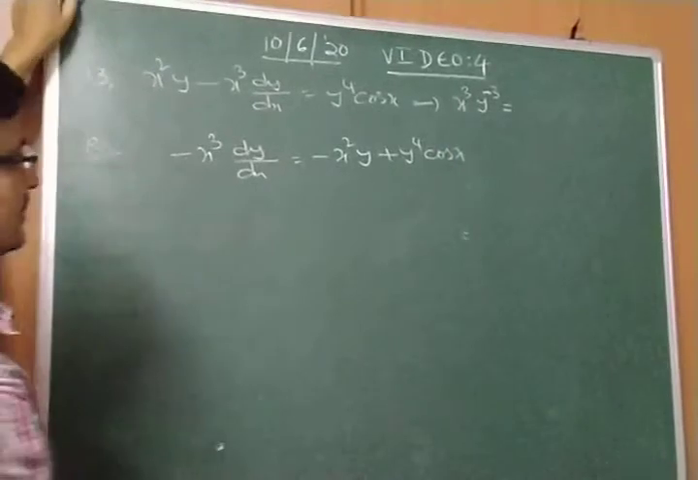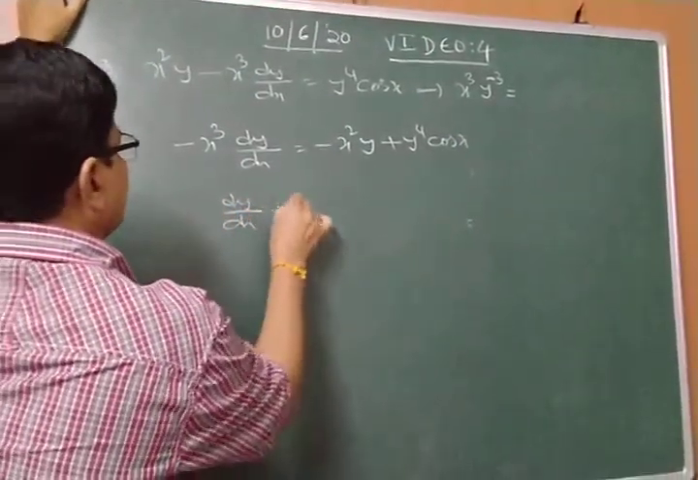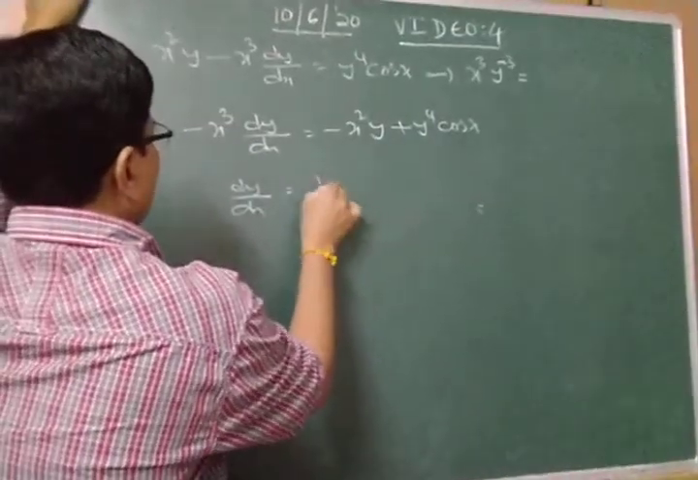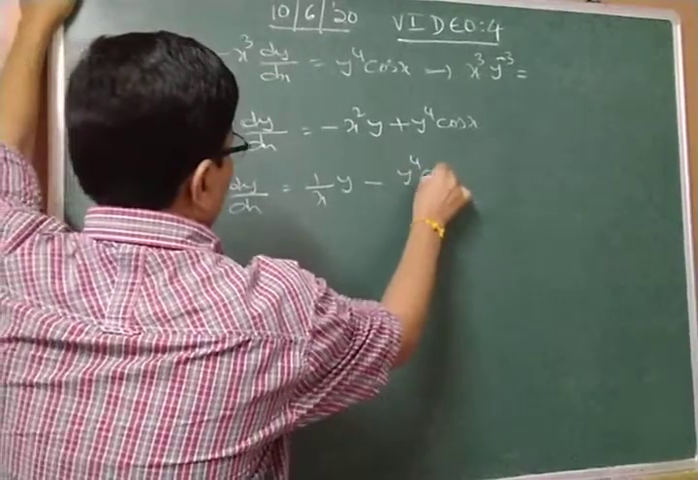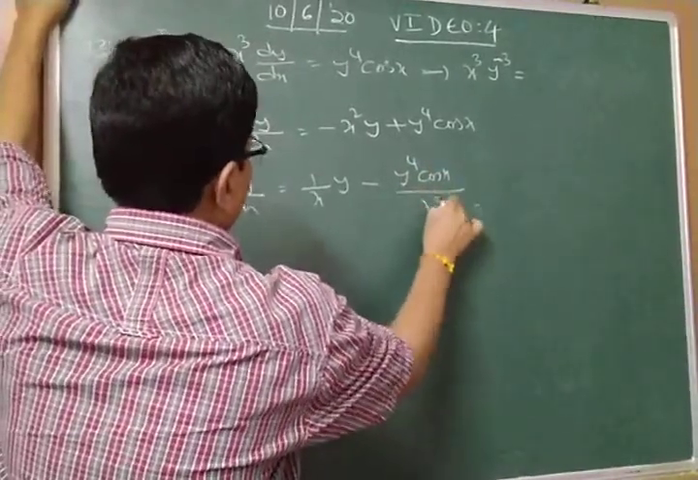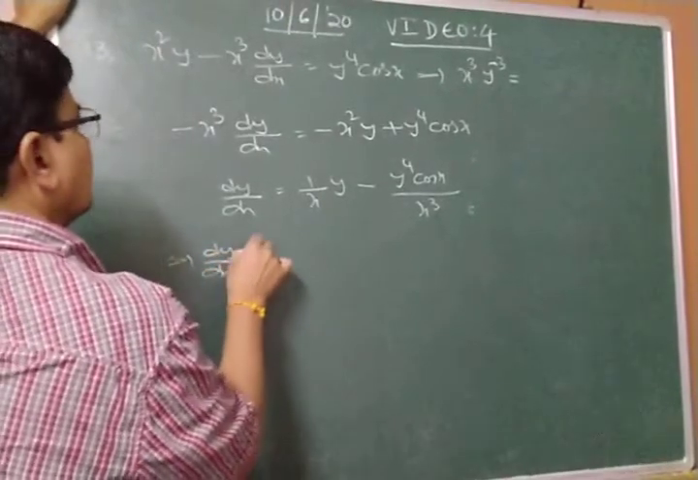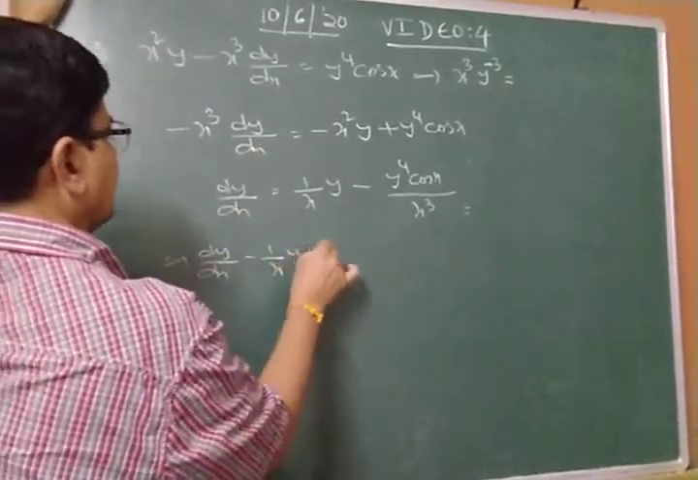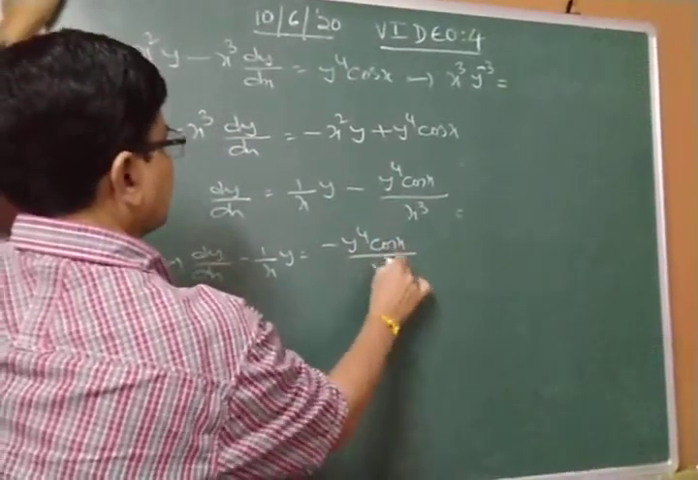Now dividing on both sides by minus x cube, that is dy by dx is equal to 1 by x into y minus y power 4 cos x by x cube. So that implies dy by dx minus 1 by x into y is equal to minus y power 4 cos x by x cube.